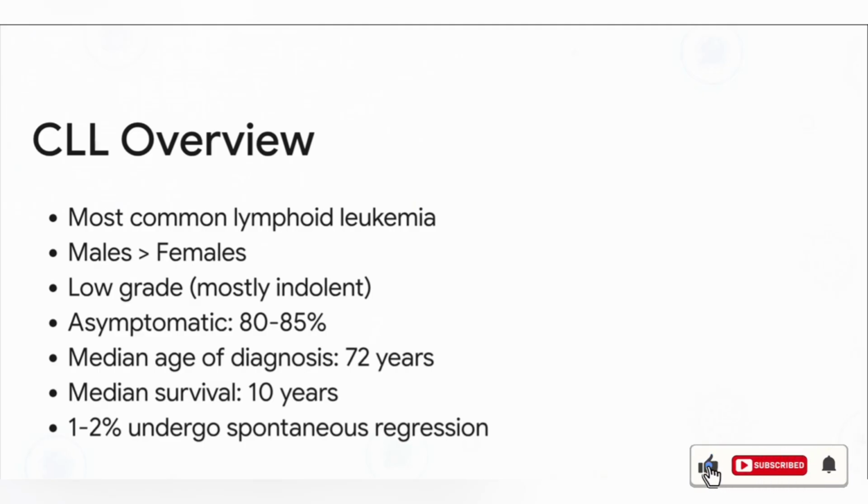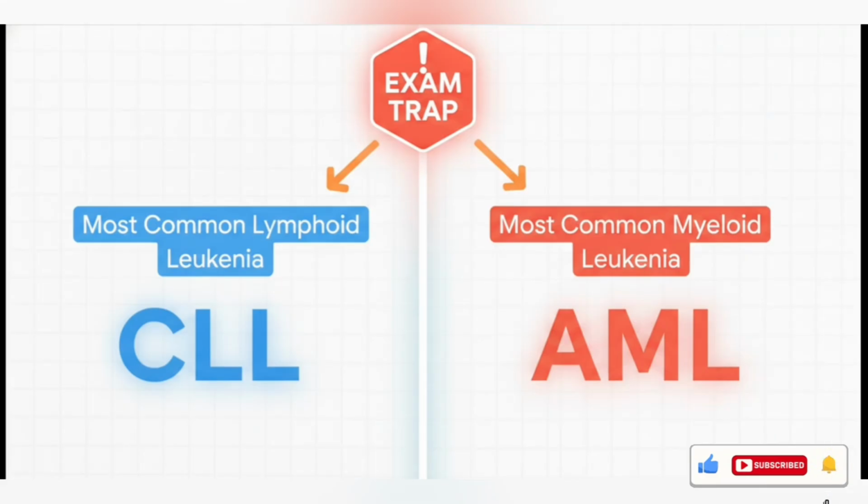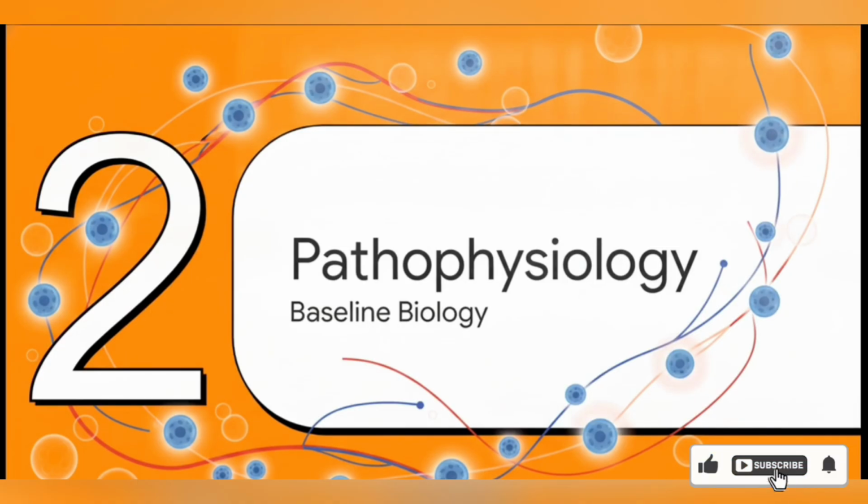And super interestingly, about 1 to 2% of these actually undergo spontaneous regression. कैसे? Nature is crazy, but it happens. एक छोटा सा एग्जाम्पल यहीं क्लियर कर लेते हैं. Don't let the examiner confuse you. While CLL is the most common lymphoid leukemia, if the question asks for the most common myeloid leukemia, your answer should immediately be AML, acute myeloid leukemia. Keep these two distinctly separate in your mind. No silly mistakes here.